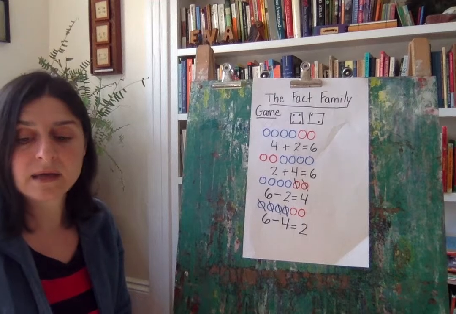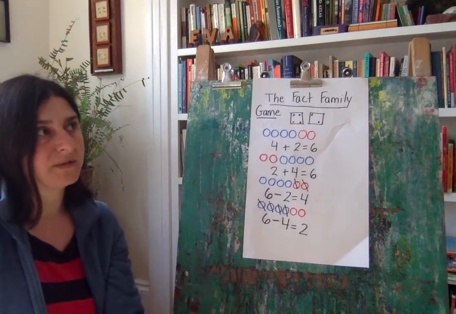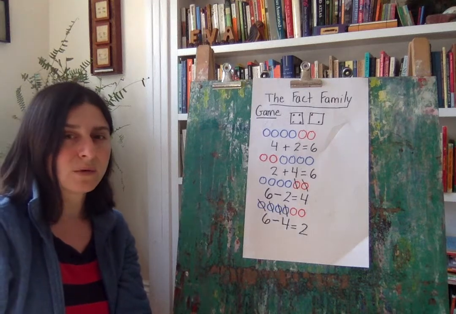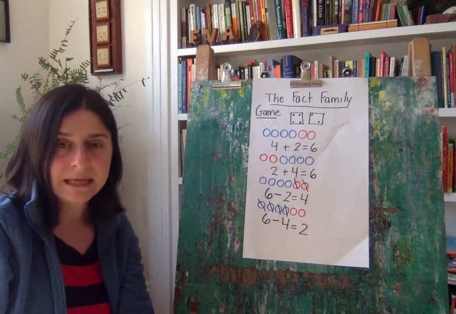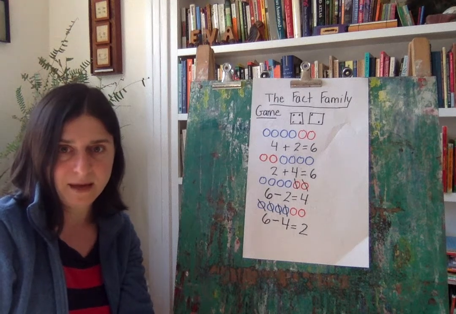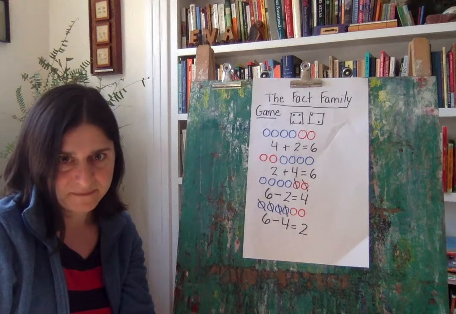Oh, I got a 6 and a 4. So now, let's see, 6 plus 4, 6, 7, 8, 9, 10. 6 plus 4 equals 10. So for my next round of the game, I'm going to be making as many equations as I can with the numbers 6, 4, and 10.